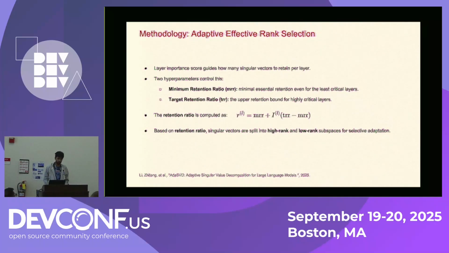So the final retention ratio is computed using these two hyperparameters and the importance score that we got from the previous slide. For example, if the importance score for a given matrix is 0, then the retention ratio is exactly the minimum retention ratio. And let's say the weight matrix is super important, which means the importance score is 1. Then in that case, retention ratio becomes the target retention ratio. Empirically, we set TRR as 0.8 and MRR as 0.4 in our experiments. So based on these retention ratios, we split a weight matrix into two parts, the high rank subspace and the low rank subspace.